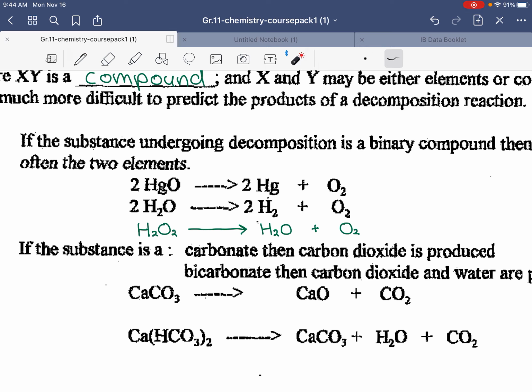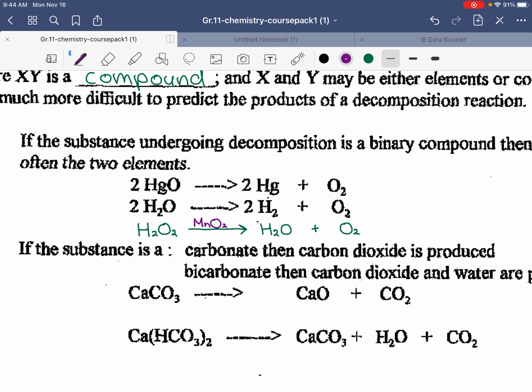Now, if that H right here was replaced by, let's say, a sodium, then I guess you would have a metal oxide instead of a non-metal oxide. But this is more popular in terms of being realistic. Seeing how hydrogen peroxide can actually create oxygen gas only under a special catalyst known as manganese 4 oxide or manganese dioxide.